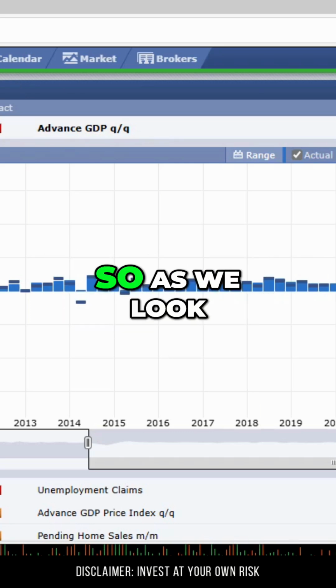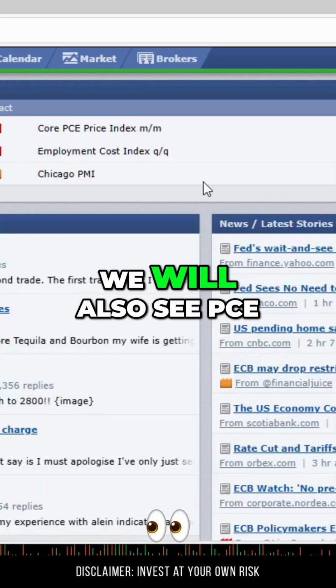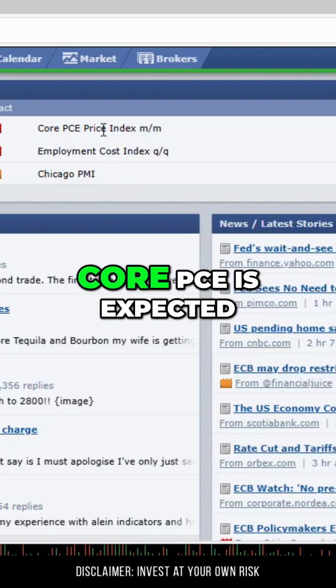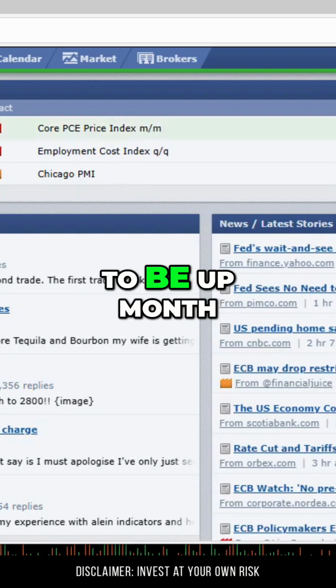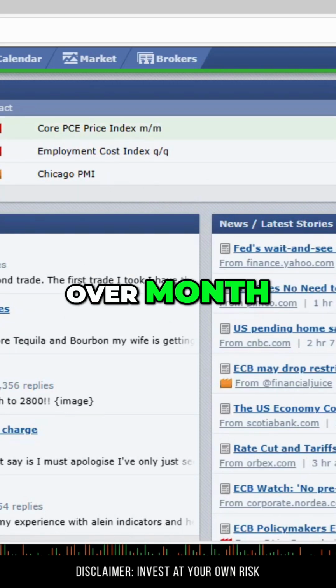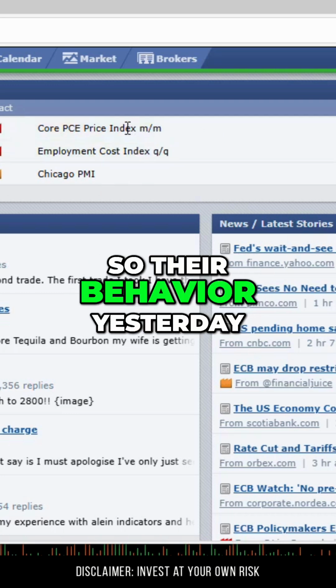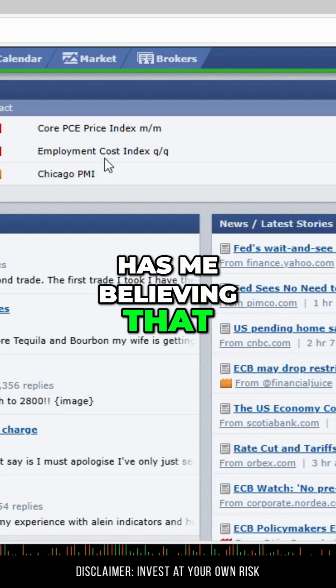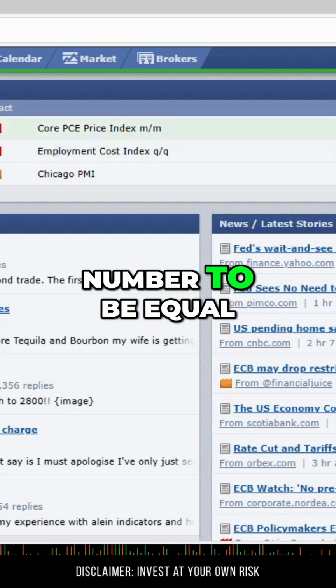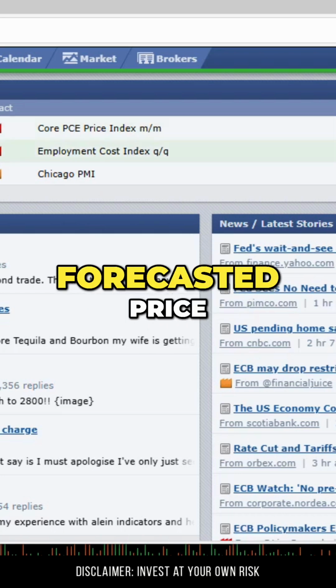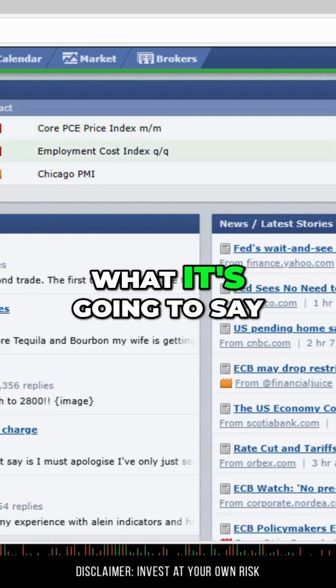So if we're seeing a slowdown growth-wise while inflation remains high, that does set us up for stagflation, non-growth with inflation. As we look at the numbers, tomorrow we will also see PCE. Core PCE is expected to be up month over month 0.2, but again, we know the Fed already knows this number. So their behavior yesterday has me believing that they're actually expecting this number to be equal or greater than this forecasted price, because they already know what it's going to say.